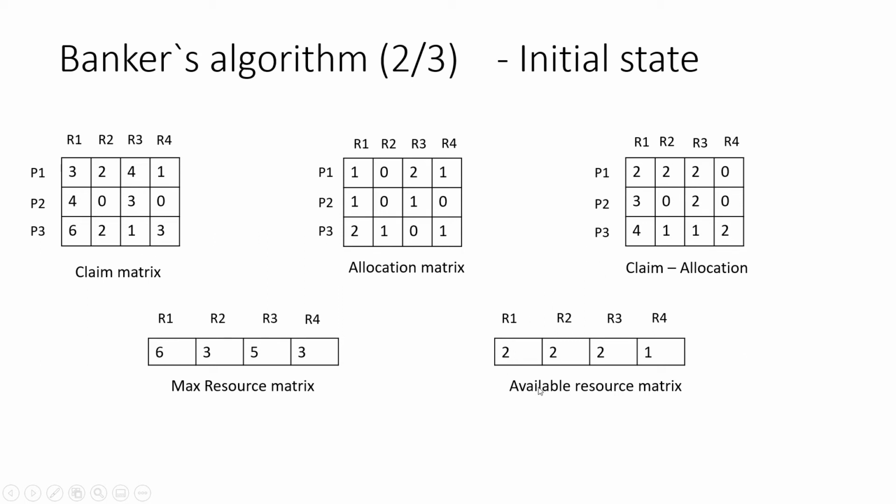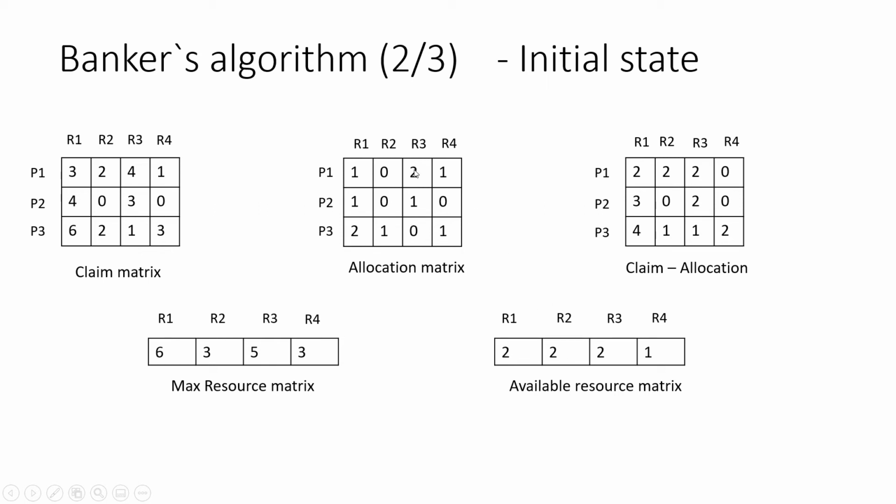Same with R2, it's going to work. R3, we have 2 required and 2 available, it's going to work. And R4 requires 0, so P1 is safe, it's going to run. After P1 runs, we'll be able to free up these resources, and this is going to be added to our available resource matrix. So 1 plus 2 is going to become 3, and then 0 plus 2 is going to stay as 2.